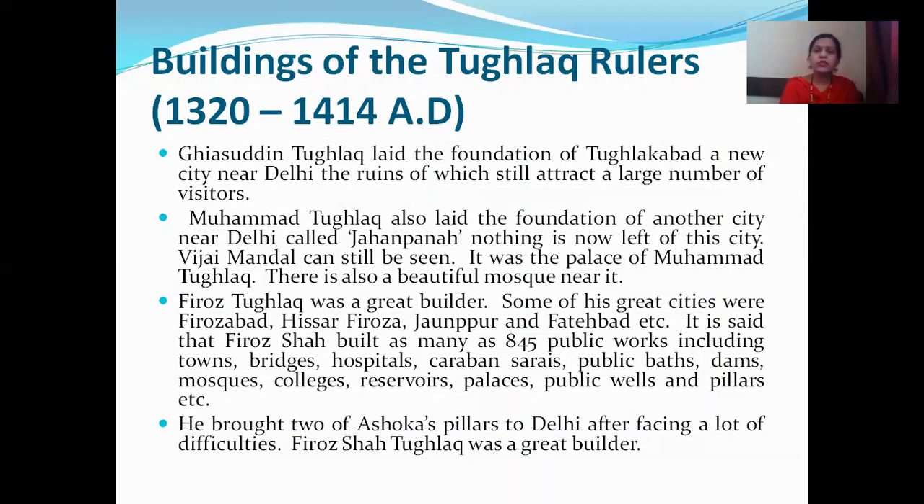Then Firoz Tughlaq was a great builder. Some of his great cities were Firozabad, Hisar Firoza, Jaunpur, and Fatehabad, etc. It is said that Firoz Shah built as many as 845 public works, including towns, bridges, hospitals, public baths, dams, mosques, colleges, hotels, palaces, public wells, and pillars, etc. He brought two of Ashoka's pillars to Delhi after facing a lot of difficulty.